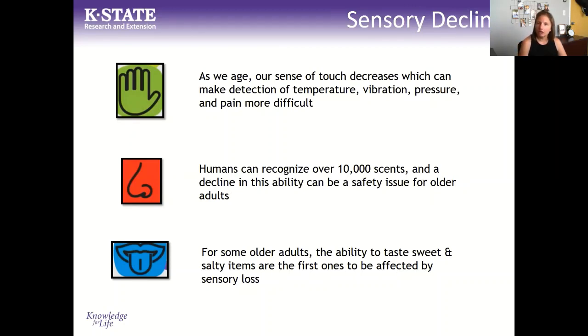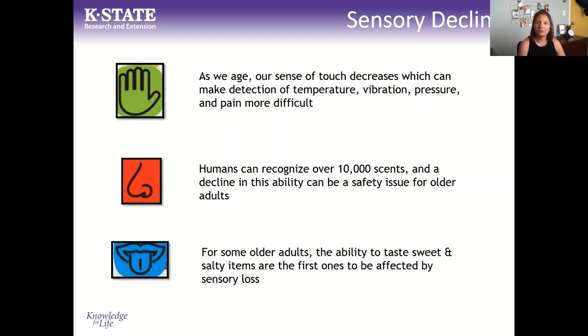So watch the amount of salt that older adults in your family are using, or talk about salt use with our participants, because of course we know that increased salt can lead to higher blood pressure and other adverse health outcomes. The same thing can be said for sugar.